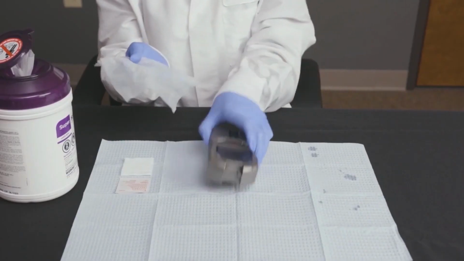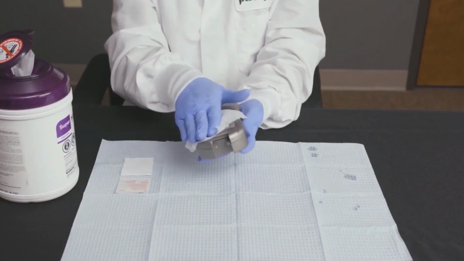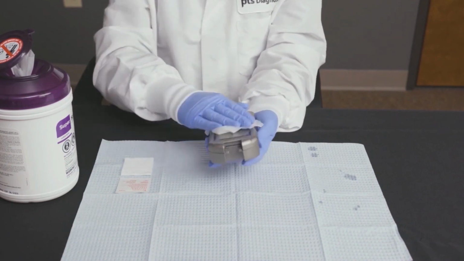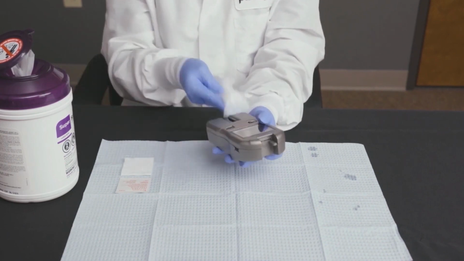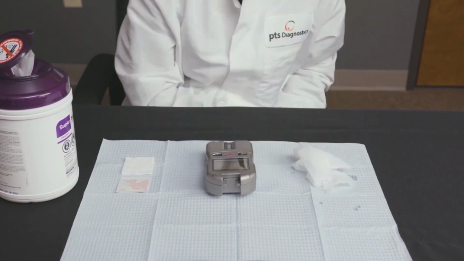Then, disinfect the analyzer. Thoroughly wipe all areas of the analyzer again with the wipe you set aside. Keep the surfaces of the analyzer damp with disinfectant for 2 minutes. This is long enough to kill blood-borne pathogens. Once the necessary disinfectant contact time is up, allow the device to air dry completely.